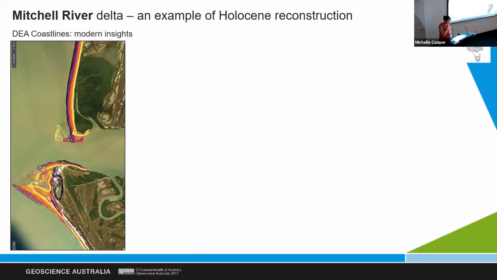So the next thing I'm going to do is show you what I would have done with this had I had my time again and had this product been available when I was working on the Mitchell River Delta. So the Mitchell River Delta is up in the Gulf of Carpentaria on the eastern coast, the western side of Cape York. And this is an asymmetrical delta. DEA Coastlines has captured, I forgot to put the scale bar on, it's about 1 kilometre across here.